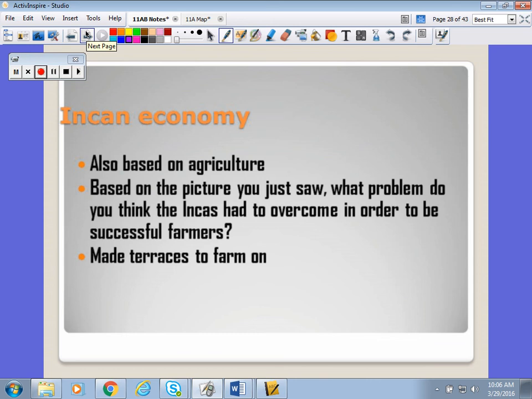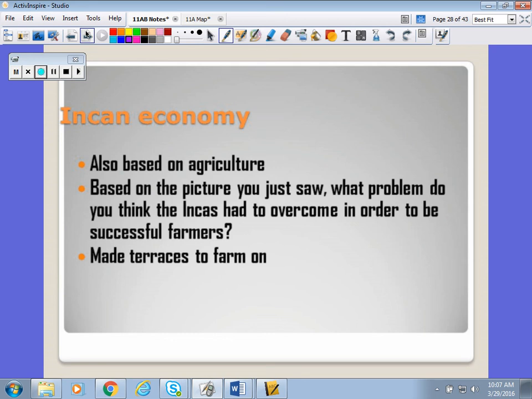Incan economy is also based on agriculture. Now, if you just saw that picture where we were talking about it up in the mountains, you would immediately think, well, how did we farm, Mr. Nolan? We're up in the mountains. And we've talked about a couple of civilizations where mountain situations made farming hard. The Japanese, mountainous islands, ended up having to fish for the primary food. The Greeks, mountainous territory, developed in small pockets, and when they didn't have enough food to feed people, they sent them out to colonize the rest of the Mediterranean.